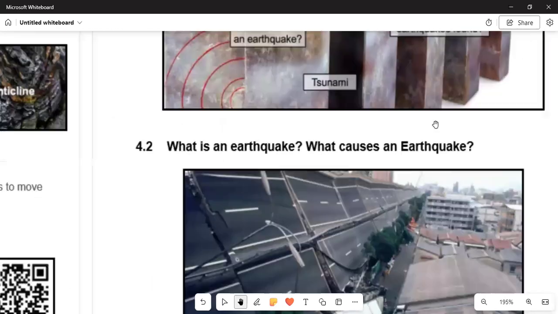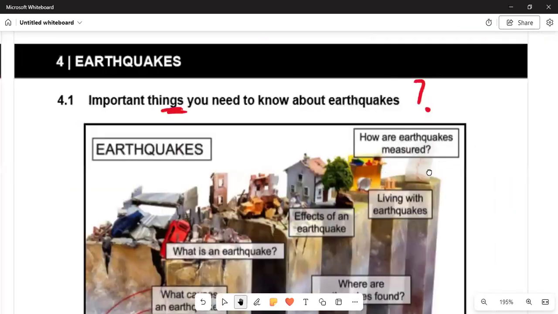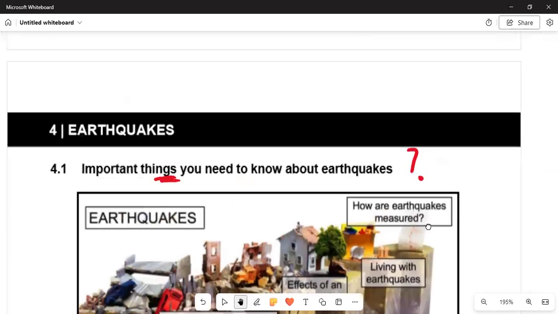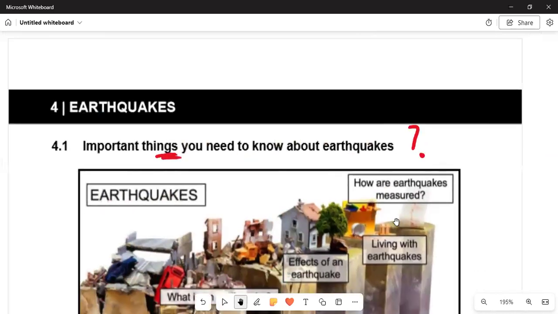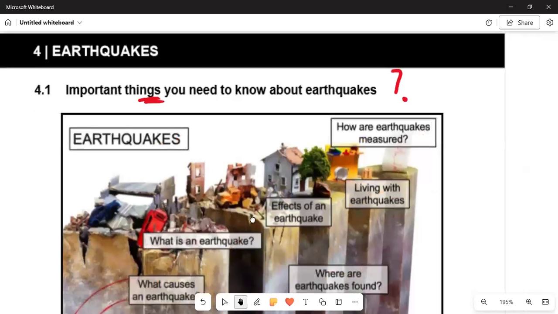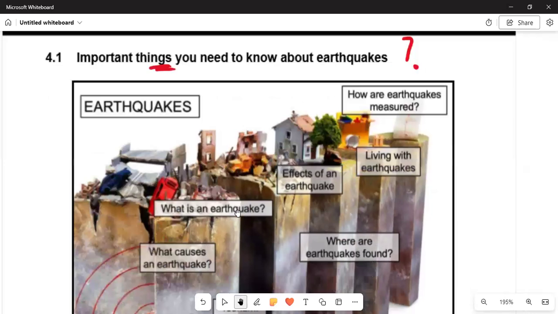Right. And then if we are moving on again, we come to the earthquake. We can be asked in the examination the definition of an earthquake. In 4.1, the important things you need to know about the earthquake: how dangerous an earthquake can be, that it destroys everything, lives and buildings, and how the earthquake is measured. Living with earthquakes, what can we do?